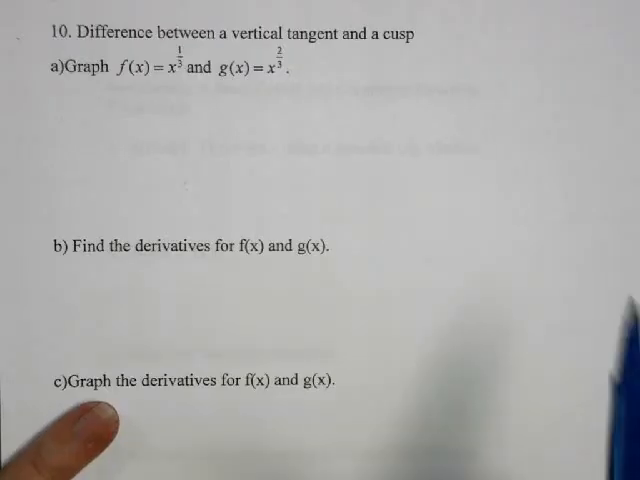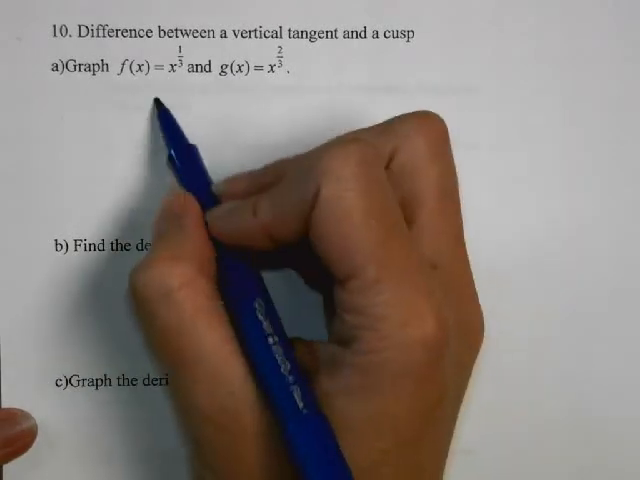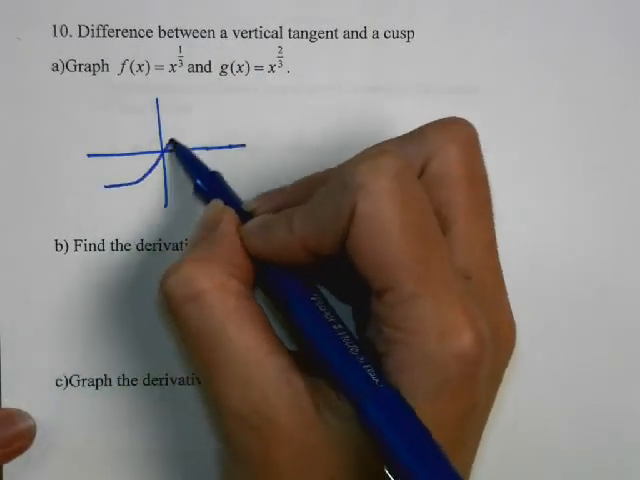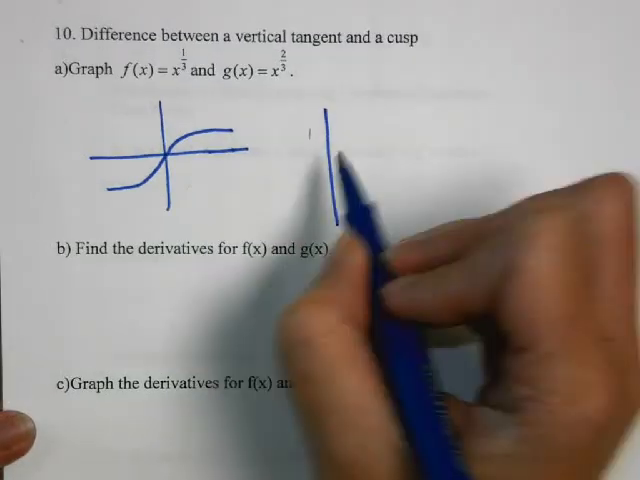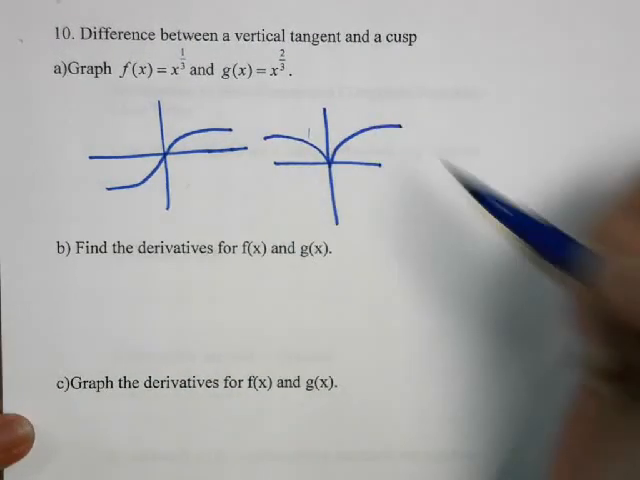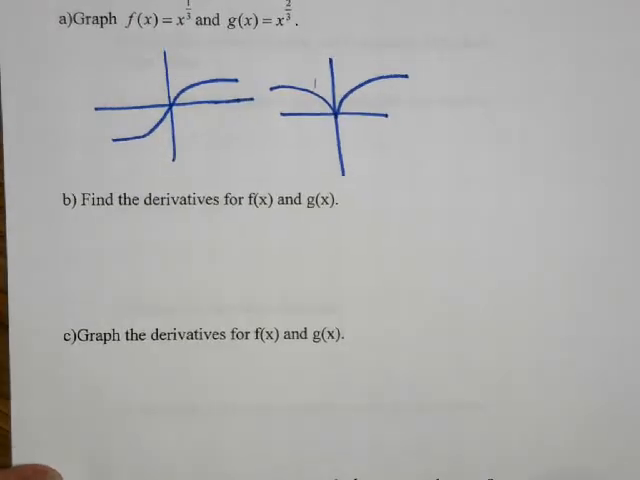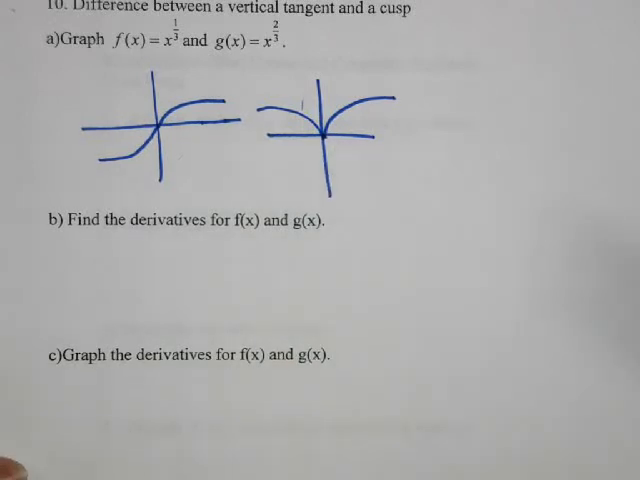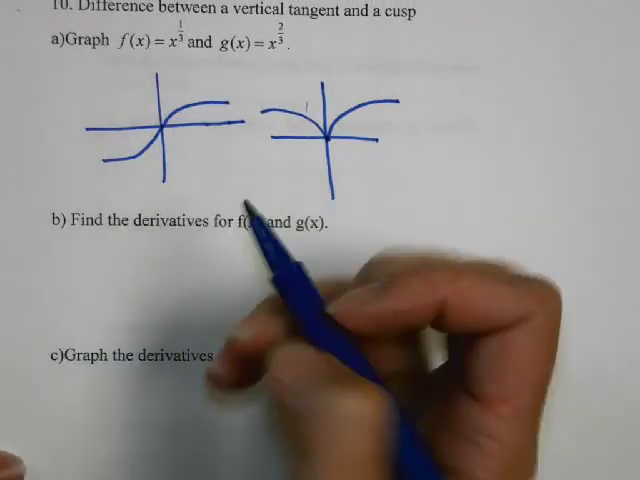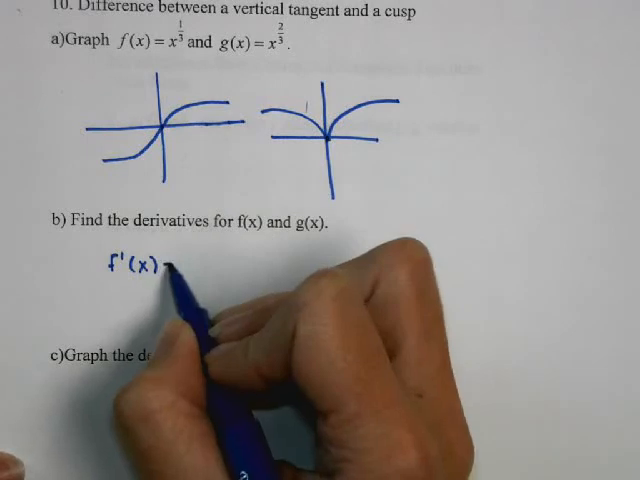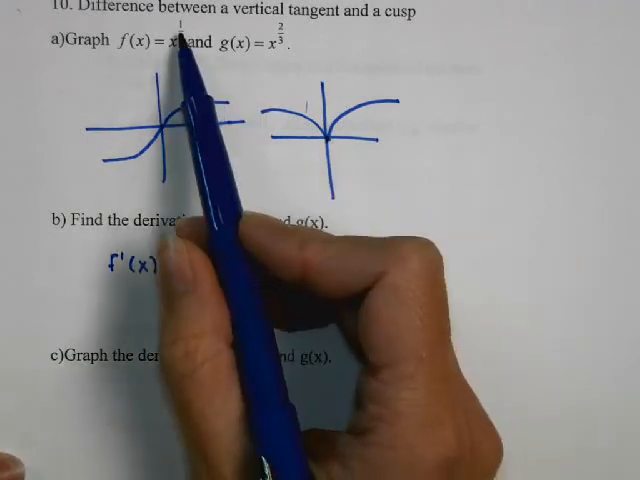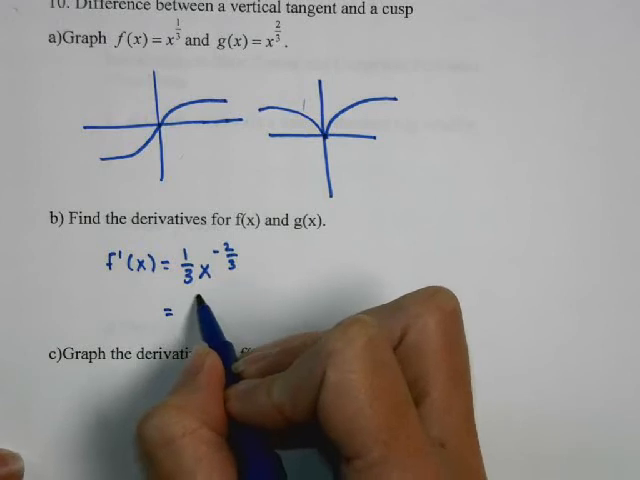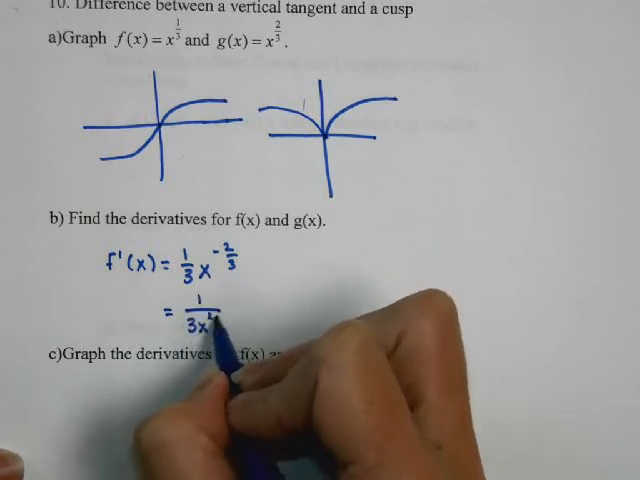Just quickly, the difference between a vertical tangent and a cusp. So this one here, the graph is going to look like this, which has a vertical tangent. This one, and you can graph these on your calculator, is going to look like this, which means that there is no derivative here and there is no derivative here. So let's look at how that plays out algebraically. So if I take the derivative of f of x, we're going to have 1/3 x to the negative 2/3, because I'm going to subtract 1. Well, that's going to be the same as 1 over 3x to the 2/3. So if I plug in 0, that derivative is undefined.